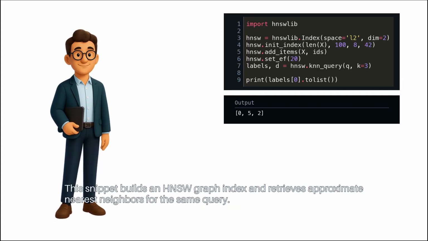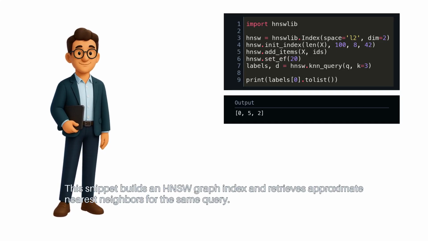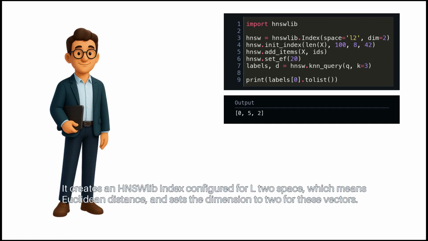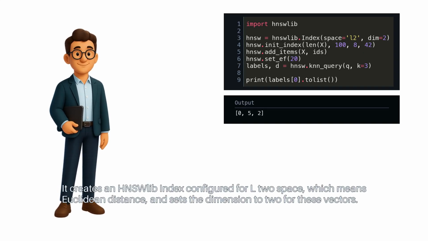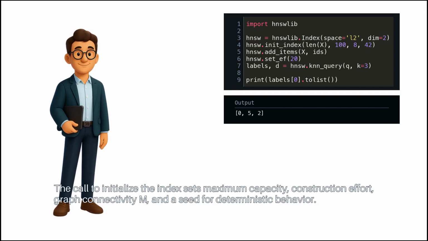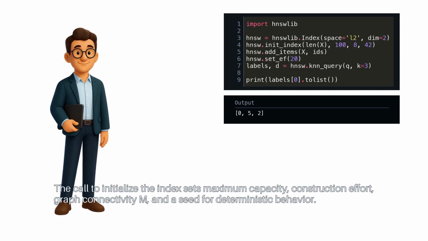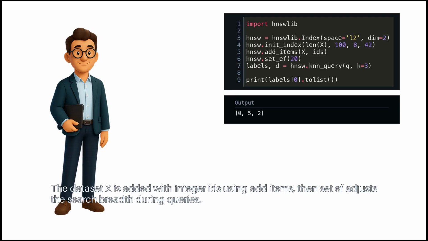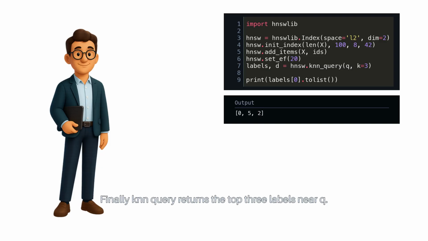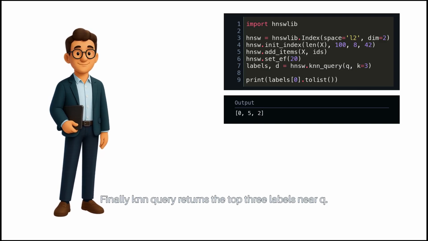This snippet builds an HNSW graph index and retrieves approximate nearest neighbors for the same query. It creates an HNSWlib index configured for L2 space, which means Euclidean distance, and sets the dimension to 2 for these vectors. The call to initialize the index sets maximum capacity, construction effort, graph connectivity M, and a seed for deterministic behavior. The dataset X is added with integer IDs using add items. Then set ef adjusts the search breadth during queries. Finally, knn query returns the top 3 labels near Q.